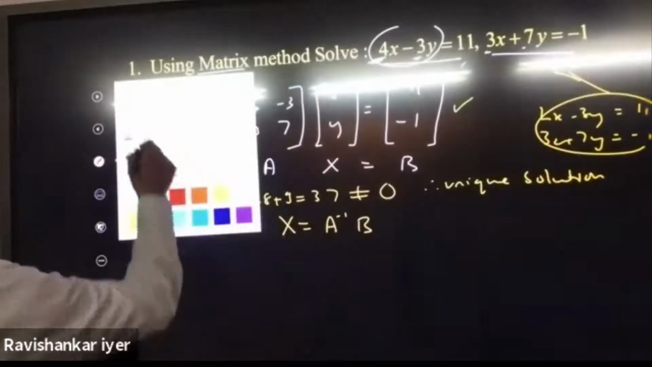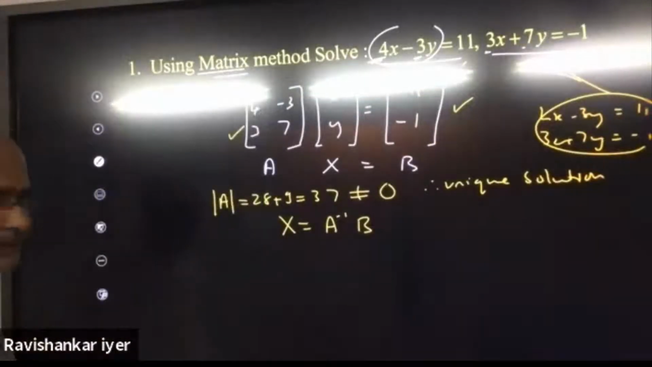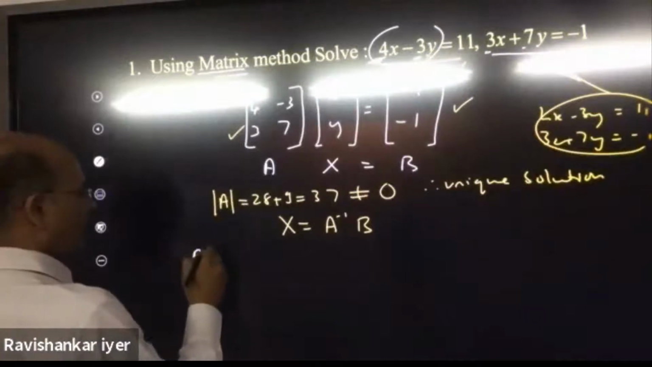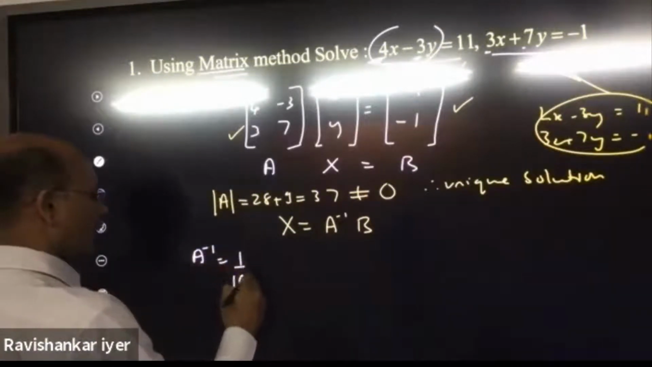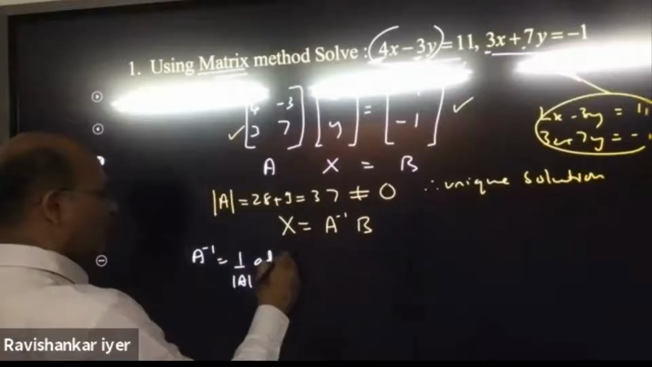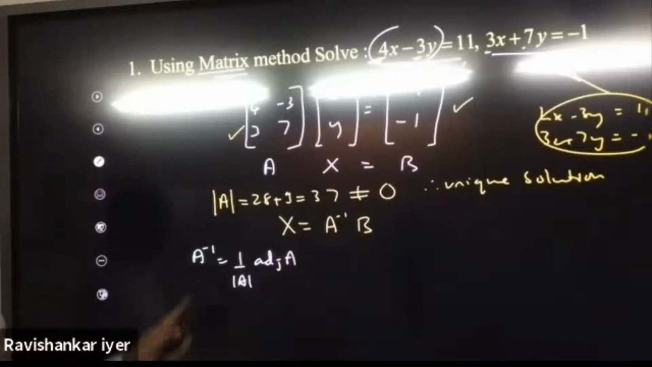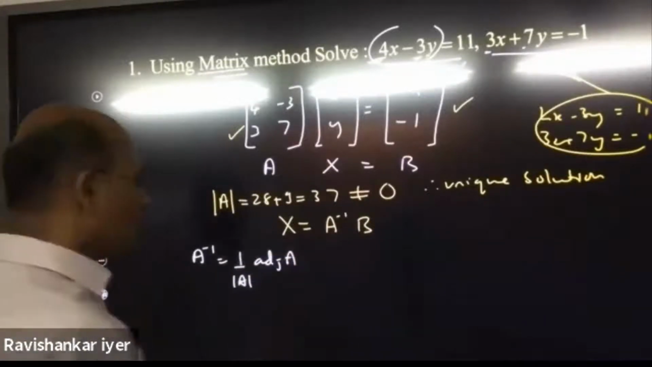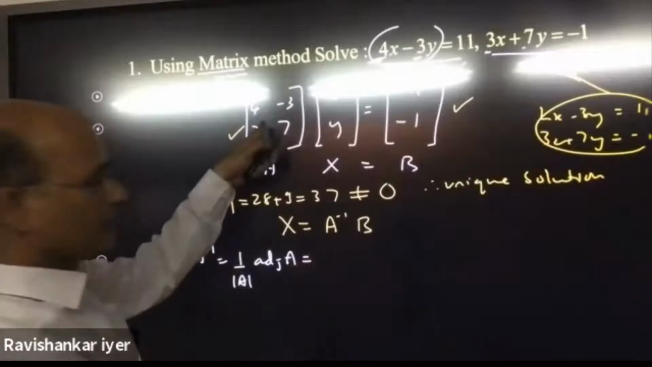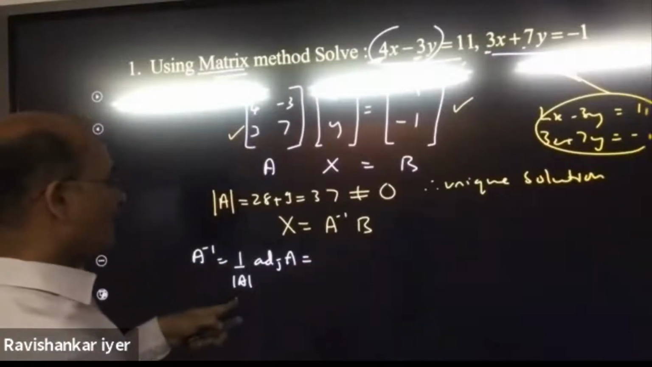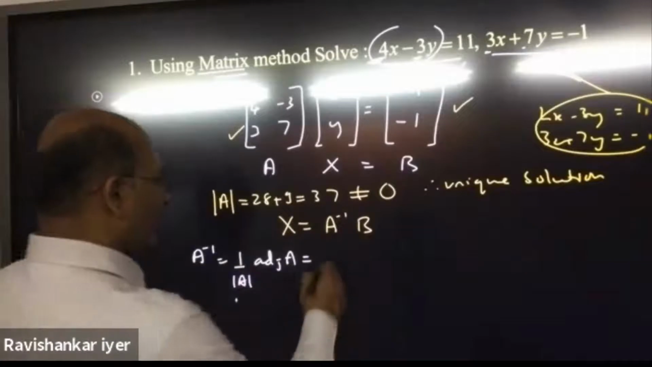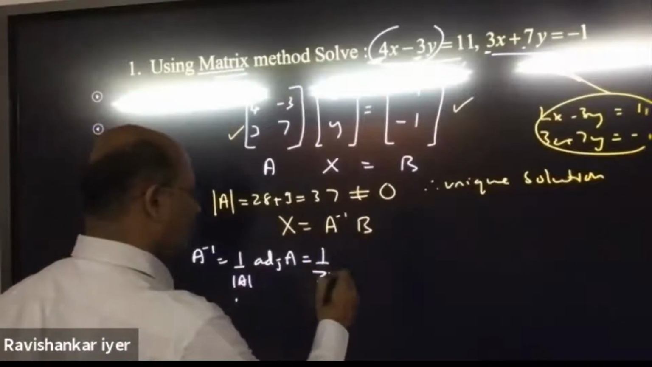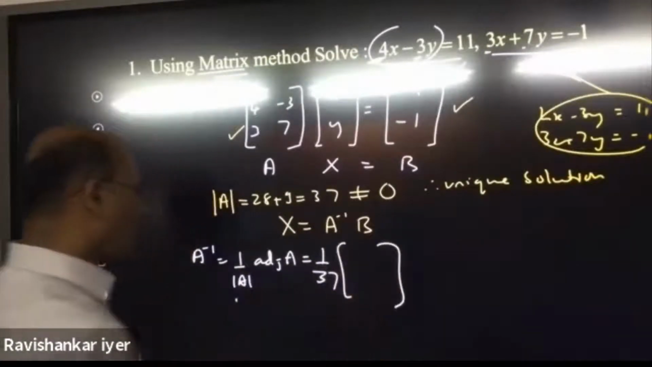So how do I find A inverse? Let us see A inverse now. You know A inverse is equal to 1 upon determinant A into adjoint of A. Do you agree with this? This we have studied already, right? It is a 2 by 2 matrix, so very simple. 1 upon determinant A. What is determinant A? 1 upon 37 into adjoint of A.